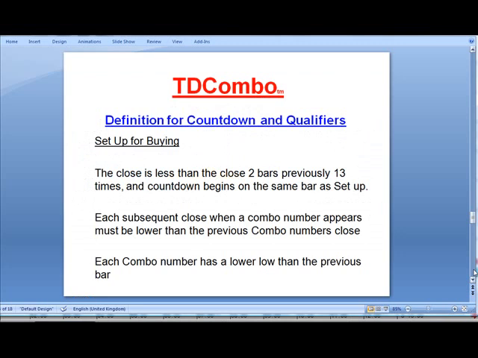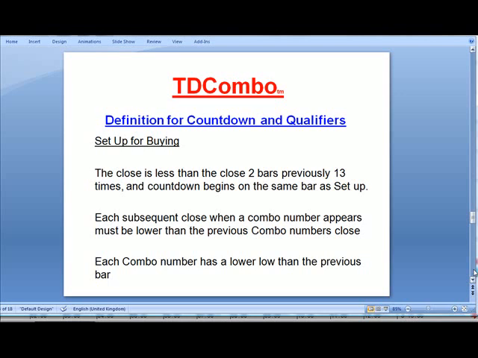Next one is TD Combo. TD Combo has exactly the same blue sequence of 9s, but the difference between combo and sequential is the fact that the count of the red 13s begins at the same point. So in other words, the blues and the reds can sit on top of each other.